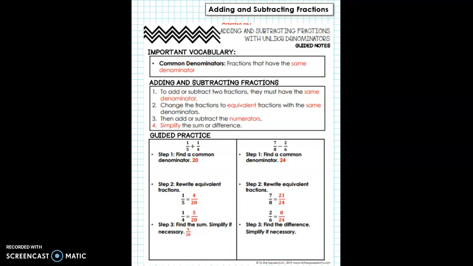Now I'm going to subtract my two fractions. 21/24 minus 8/24. My denominator stays the same. All I need to do is subtract 21 minus 8. And this gives me 13/24. Again, 13 and 24 do not share any factors, so it's already in simplest form.